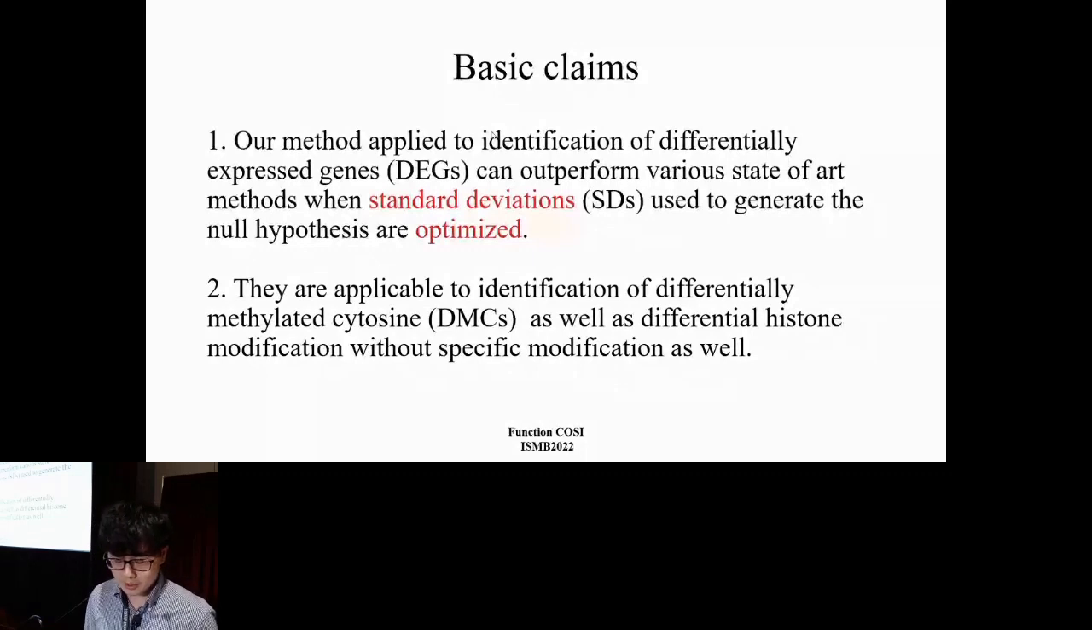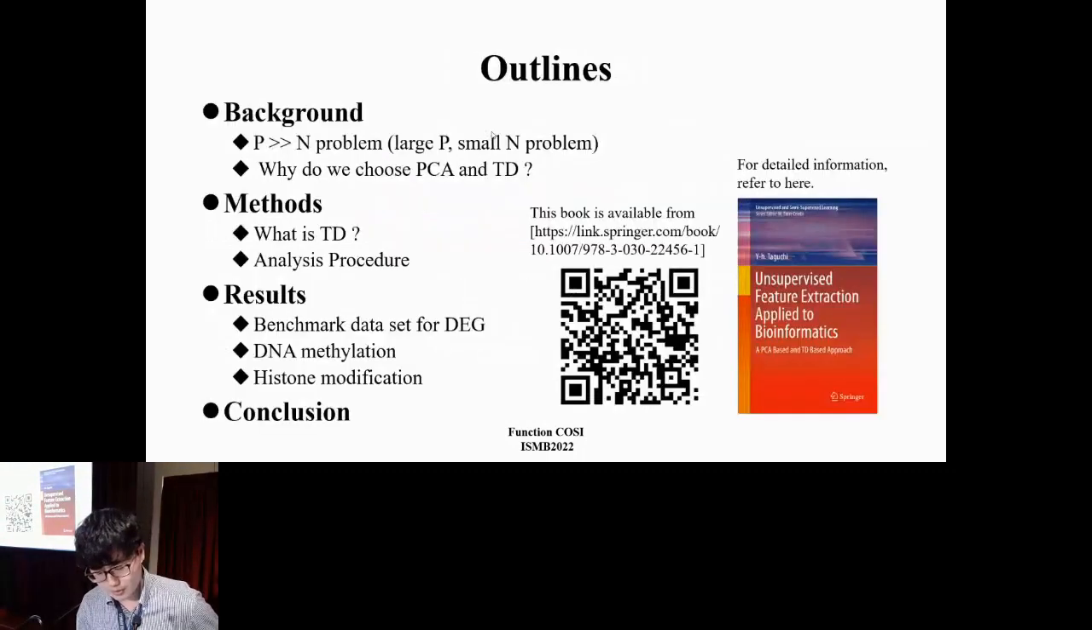First, our identification of DEGs, differentially expressed genes, using PCA and tensor decompression leads to better results than existing methods by optimizing the standard deviation used to generate the null hypothesis. Second, as well as DEG identification, our method can be applied to histone modification and DNA methylation. This is today's outline. For detailed explanation, please refer to the preprints or this Springer book.